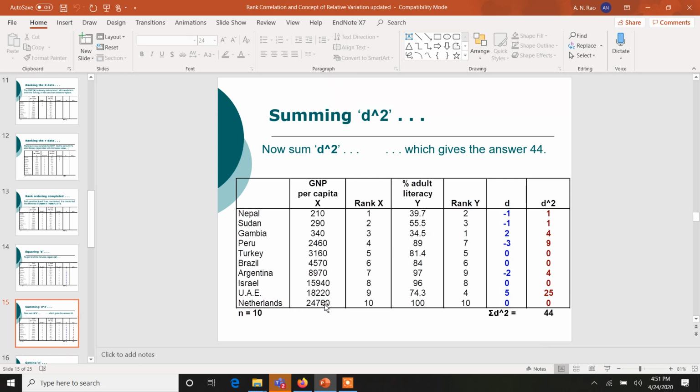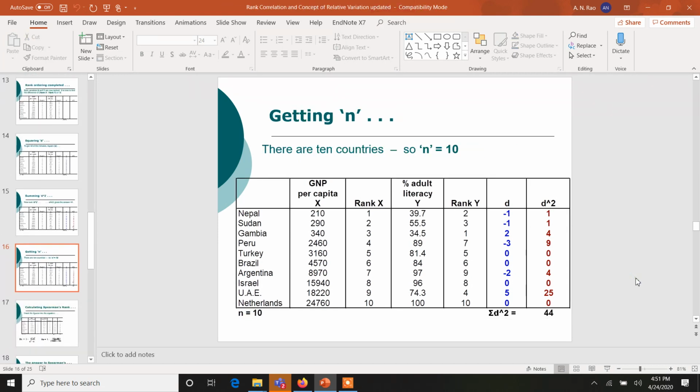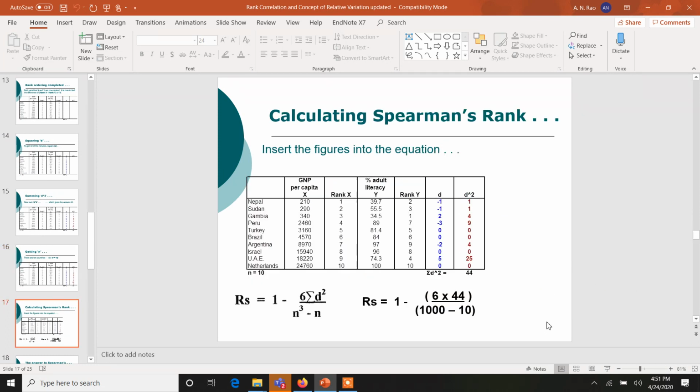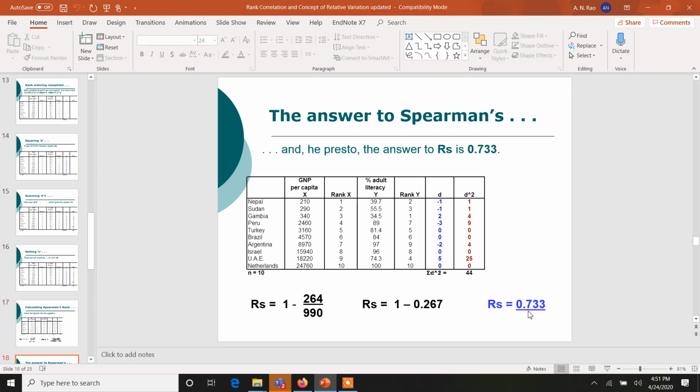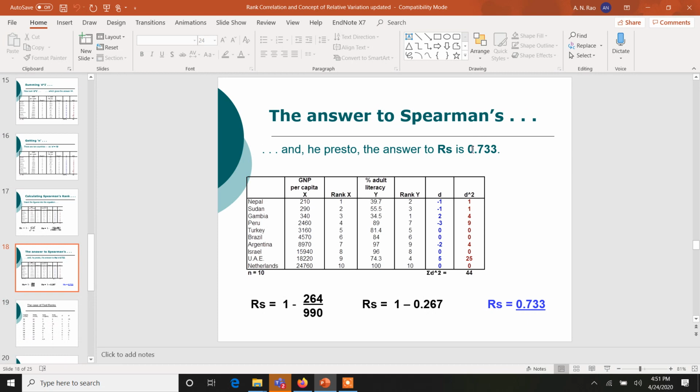So how many pairs we have for X and Y? You see 1, 2, 3, 4, 5, 6, 7, 8, 9, 10. And that's why n is 10. Okay, so now I have n is 10, sum of d square is 44, so I'll simply switch in this formula, 1 minus 6 times summation d square divided by n cube minus n. So I switch in the values in this formula and I'll get the value 0.73.